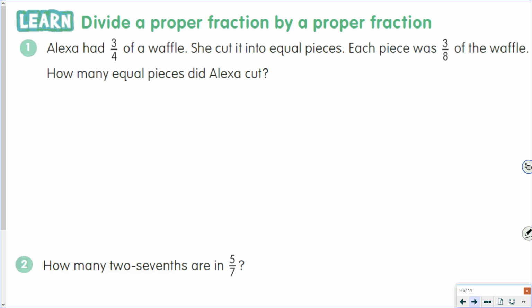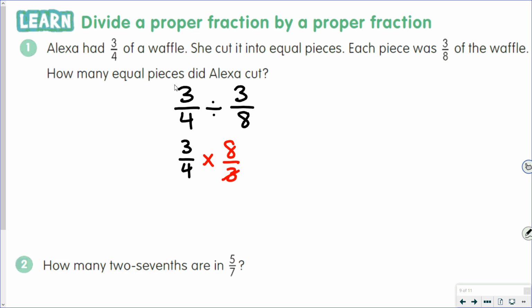Okay. Alexa had 3/4 of a waffle. She cut it into equal pieces. Each piece was 3/8 of the waffle. How many equal pieces did Alexa cut? So just like our previous questions, we start with 3/4. We're dividing it into 3/8. Keep, times, turn. 3's cancel each other out. Divide both 4 and 8 by 4. We're left with 2 over 1, which is 2.